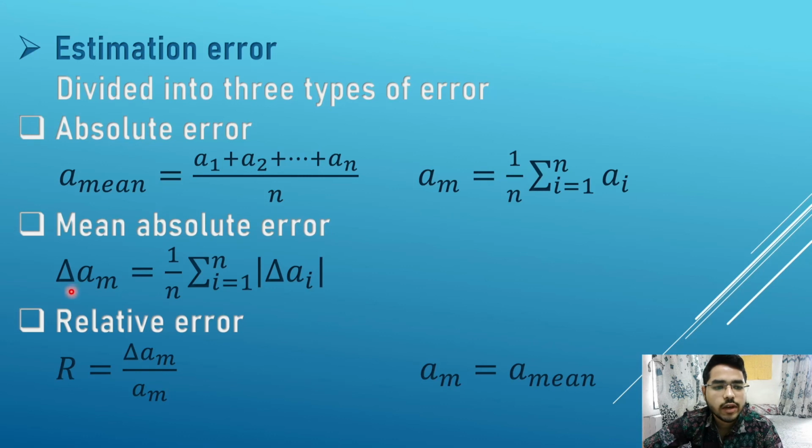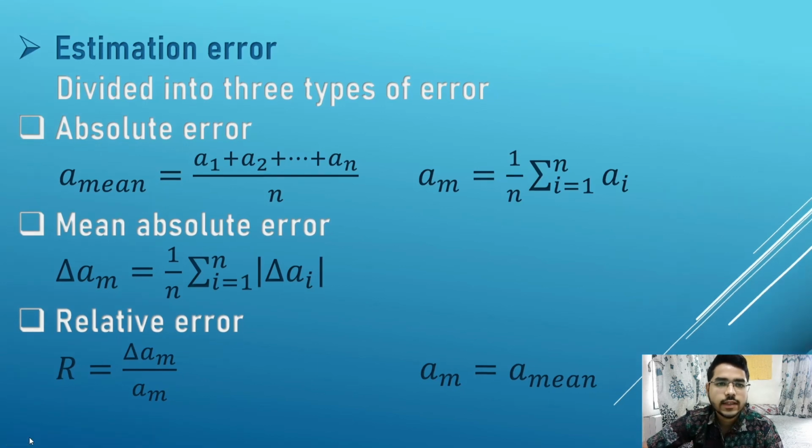Now mean absolute error is given as delta. This symbol is delta. Delta a_m is equal to 1 upon n, summation of i equal to 1 to n, mod of delta a_i. Now relative error, that is r, is equal to the ratio of mean absolute error to absolute error, that is delta a_m divided by a_m. Now turning to the next slide.